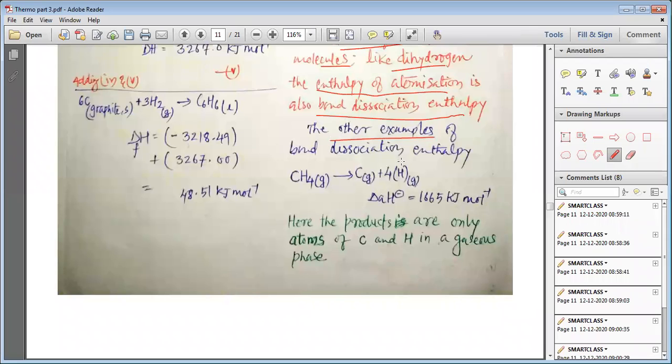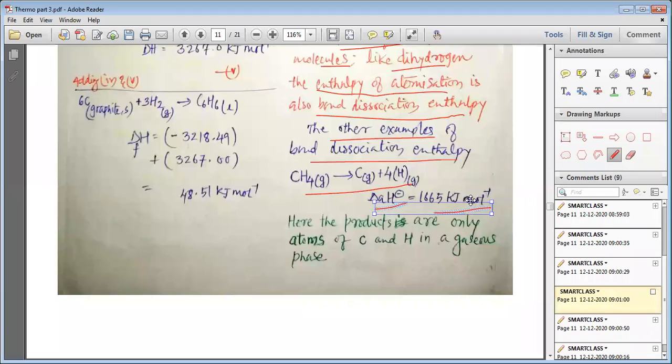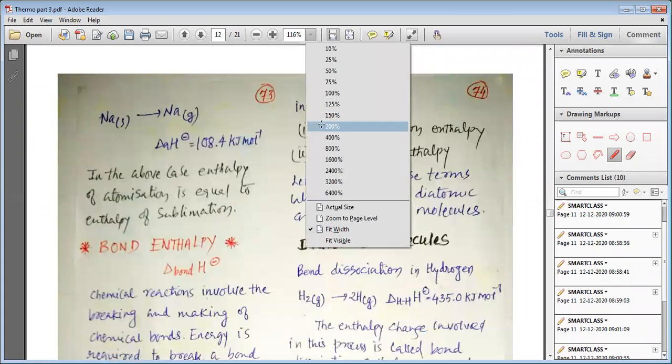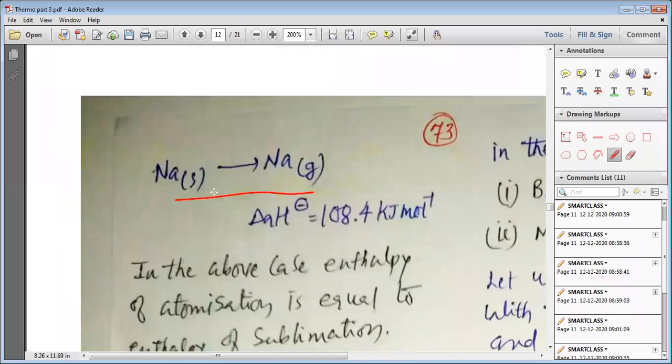Another example is methane, when it is broken to give us 1 carbon and 4 hydrogen atoms, and here the enthalpy of atomization is 1665 kilojoule per mole. Here the products are only atoms of carbon and hydrogen in the gaseous phase. Remember that the elements we form after atomization should be in the gaseous phase.